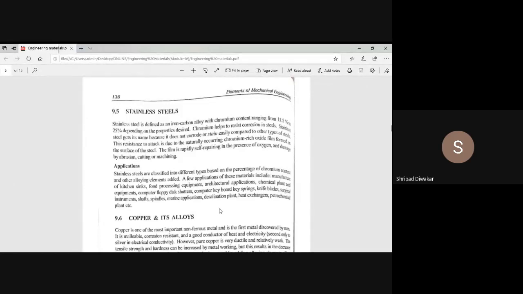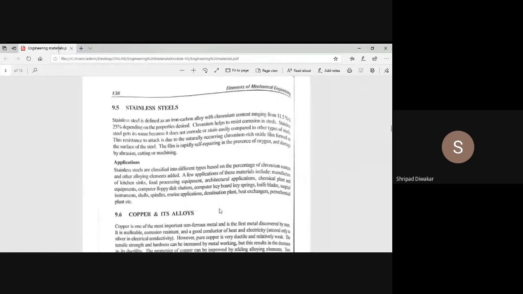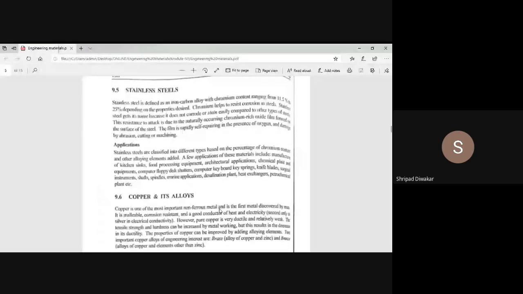So one is HSS and the second one is stainless steel. These are the two materials which are used as part of ferrous materials. You remember, steel is a ferrous material because it contains iron in it. Next, copper and its alloys.